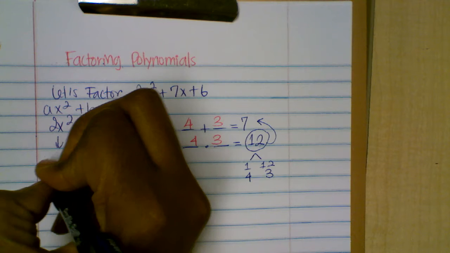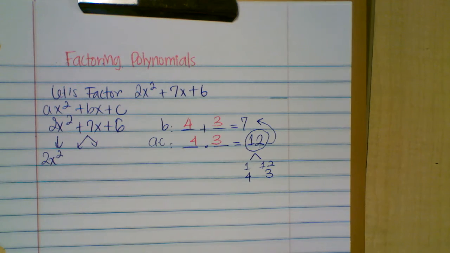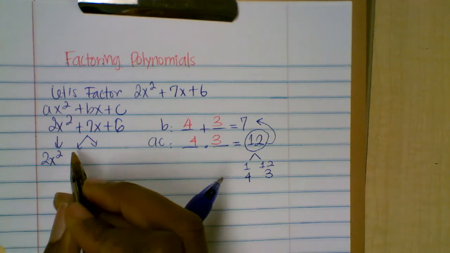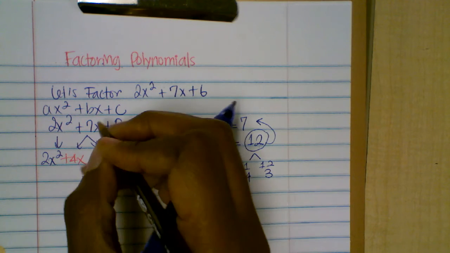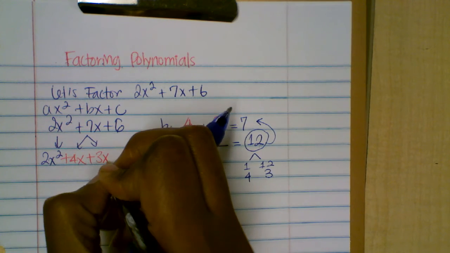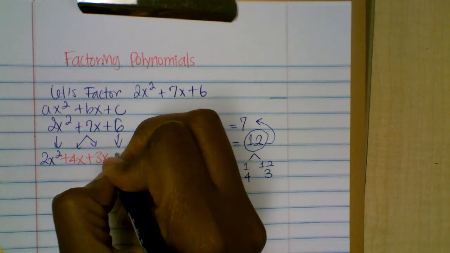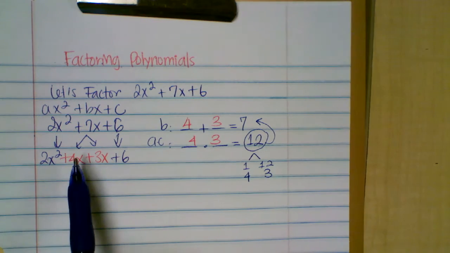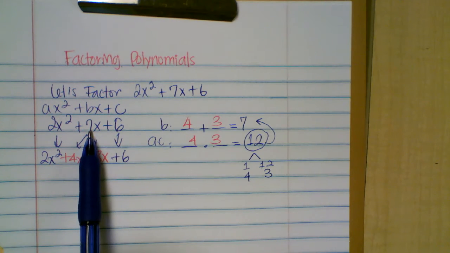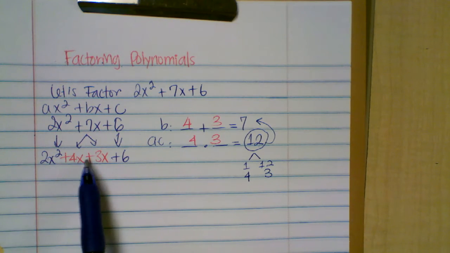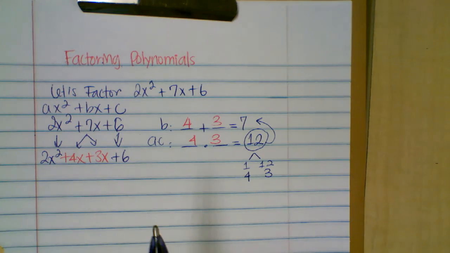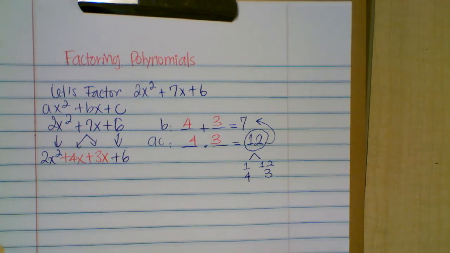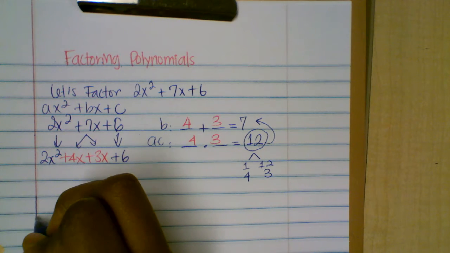So 2x squared remains 2x squared, and then I'm going to replace 7x with 4x plus 3x, and bring down the plus 6. Again, remember 4x plus 3x add up to 7. So now you have a quadratic expression made of 4 terms: 1, 2, 3, 4. You can use the box method or grouping. Let me show you the box method.